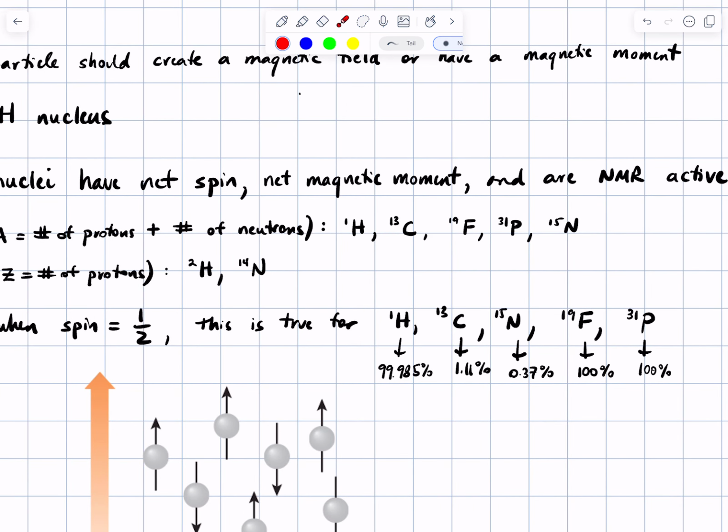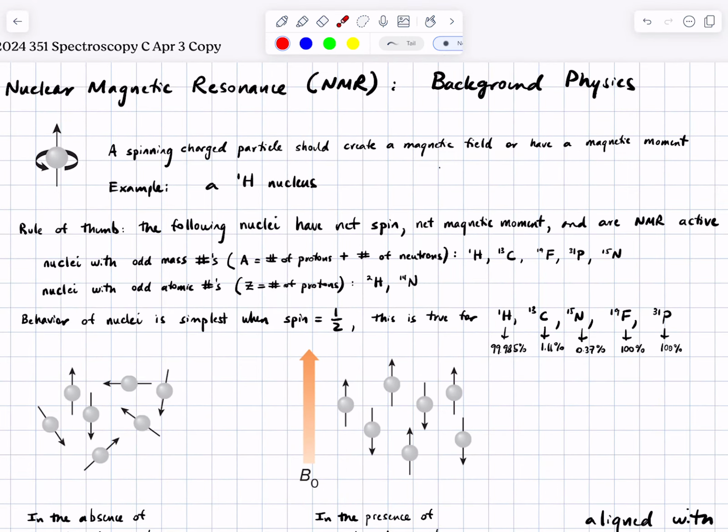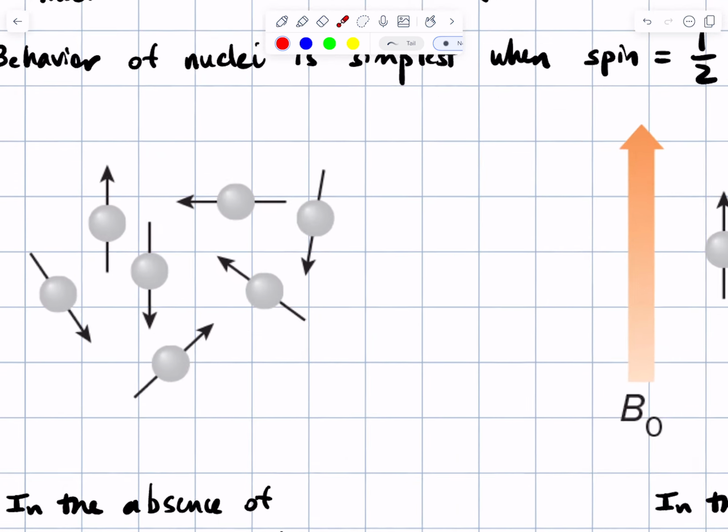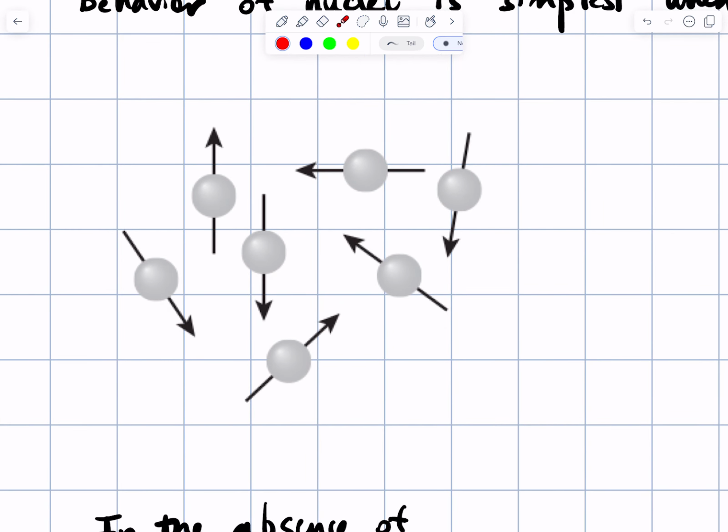So with that, that's all the physics background you're going to get. You good? Protons, some nuclei are magnets. Right. Now, magnets respond to magnetic fields. So in the absence of an external magnetic field, the nuclei's individual magnetic moments are randomly oriented.